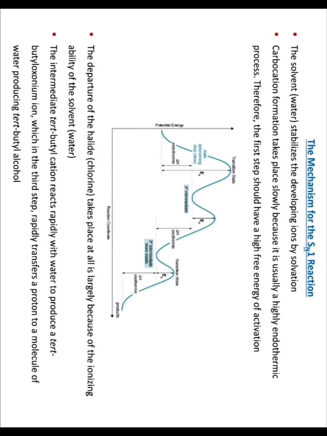The water, which is the solvent here, stabilizes the ions by solvation through coordination and hydrogen bonding. We said the first step is the slow step because to form the carbocation you need a lot of free energy of activation to make chlorine leave the alkyl group. So it is endothermic.